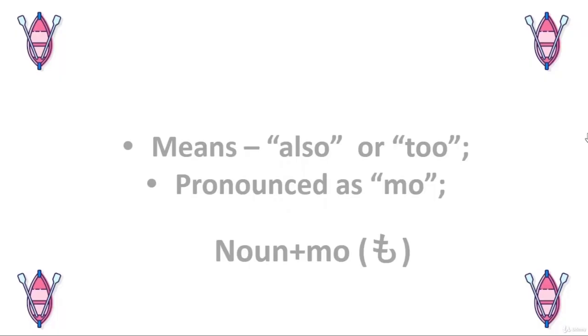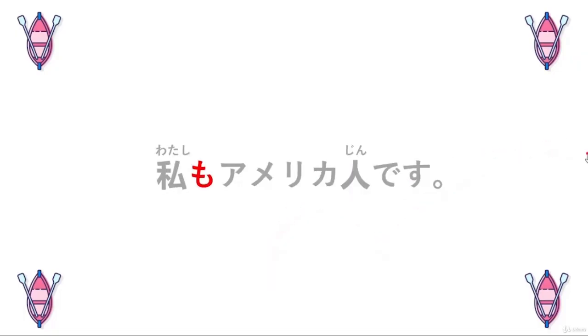Particle mo. Mo means also or as well. It is pronounced as mo, and usually it comes after a noun. So noun plus mo. Let's take a look. Watashi mo Amerika jin desu. Watashi mo, I also, or me too. Amerika jin, American. So it would be I am also American.